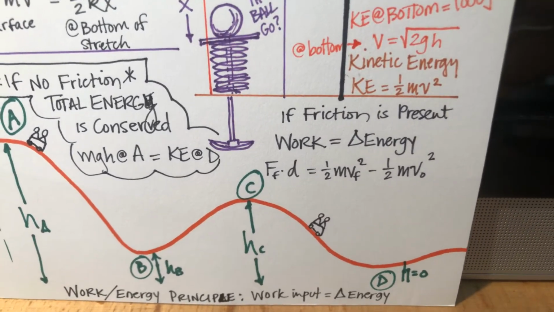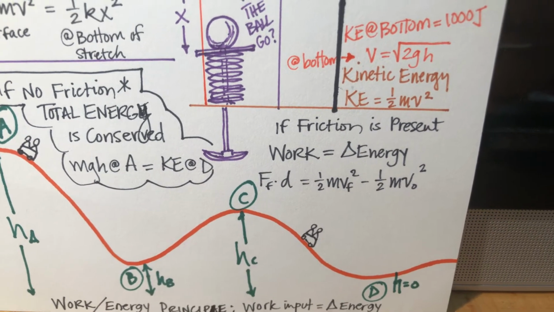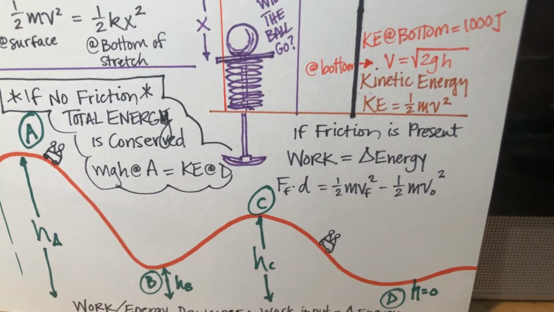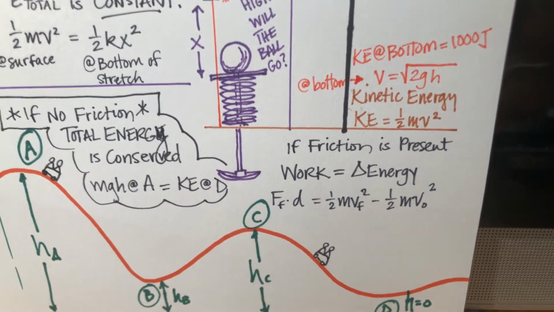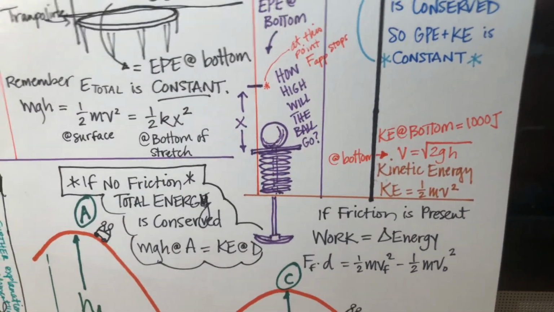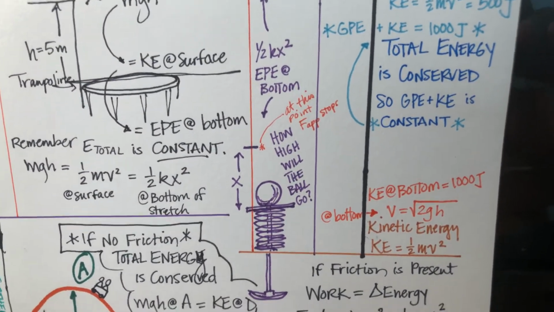If there is friction present, then the work done by friction, force times distance, is equal to the change in energy. So if it slows down, then the work is negative.